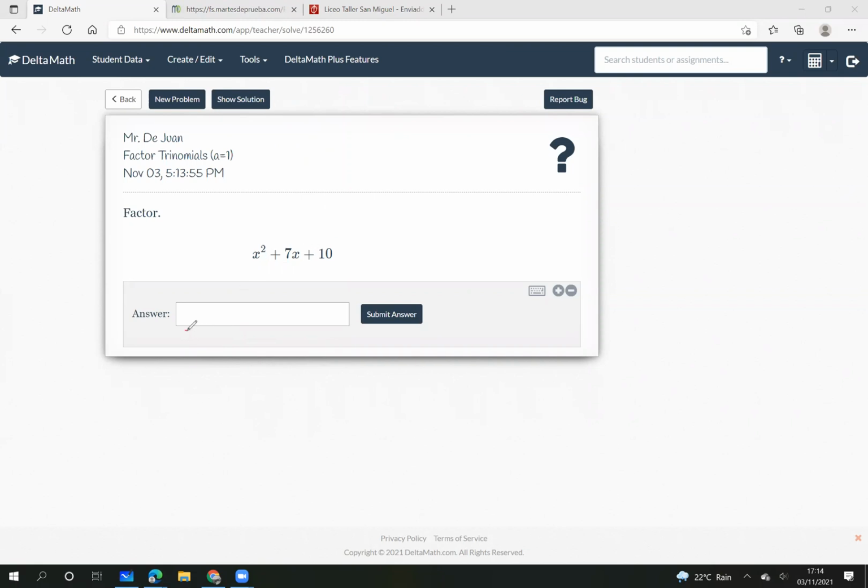What do we have here? We have x squared, so we always know that it's going to have to be x and x. How do I create 10? What are the multiples of 10? Well, 10 and 1, negative 10 and negative 1, negative 5 and negative 2, 5 and 2. What is the combination that I'm looking for? I am looking for the number 7.